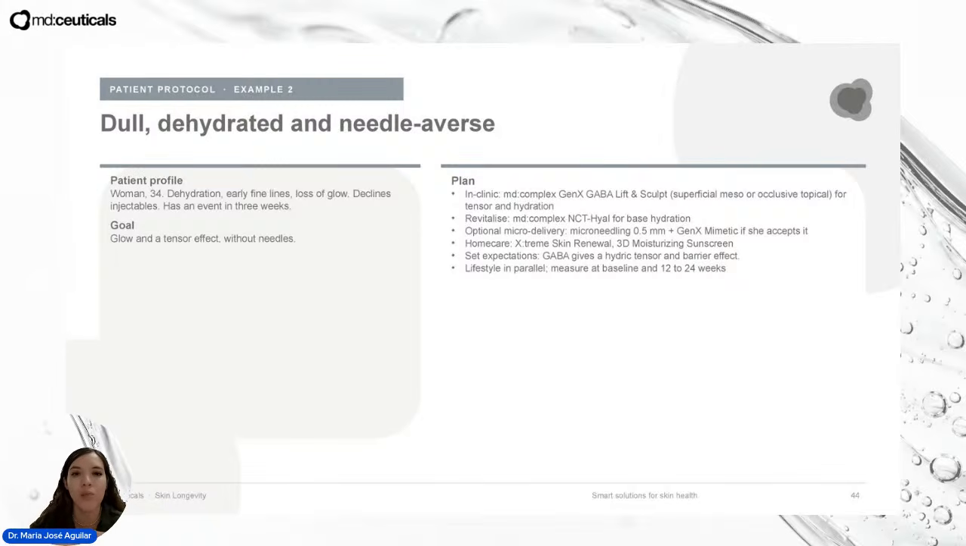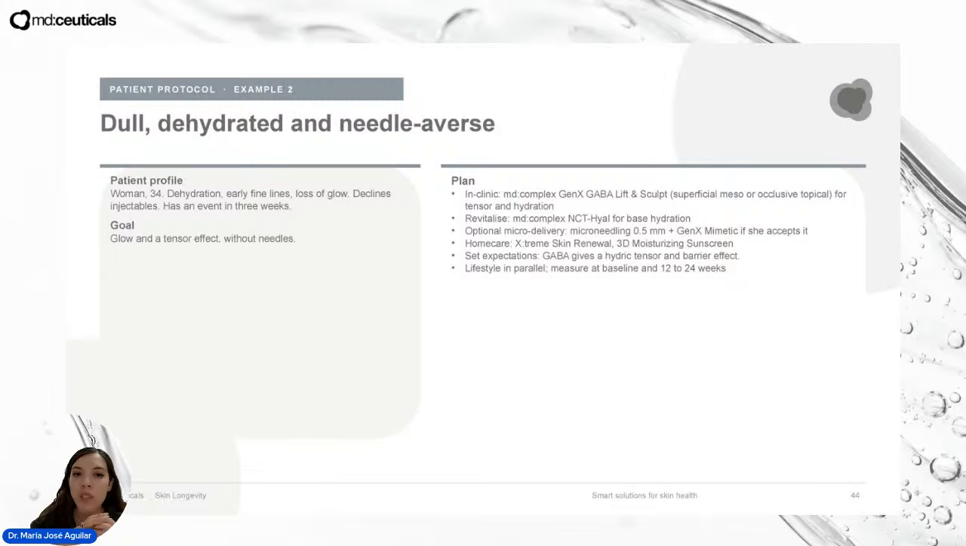We have a lot of patients that never do anything. They hate to do anything all the time, but when they have an event, they want to do something. So the best option in these cases is to do something with succinic acid, like GABA. And here we can also treat the early fine lines. So it's going to give us a really effective treatment with the GABA.